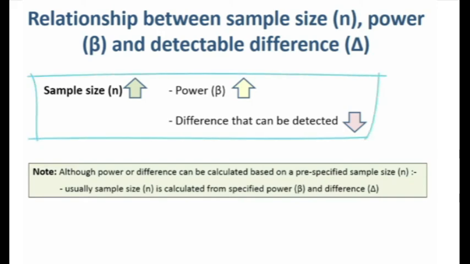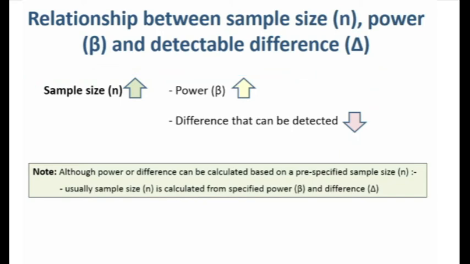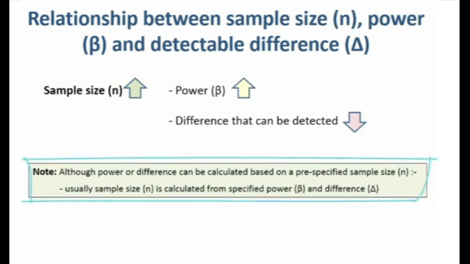Sample size is like the size of your probe's antenna. The larger it is, the more signals it can pick up. Power is like the probe's engine. The more powerful it is, the more likely it is to reach its destination and find significant results. And detectable difference? That's the minimum size of the signal you're looking for, the smallest asteroid your probe can detect.